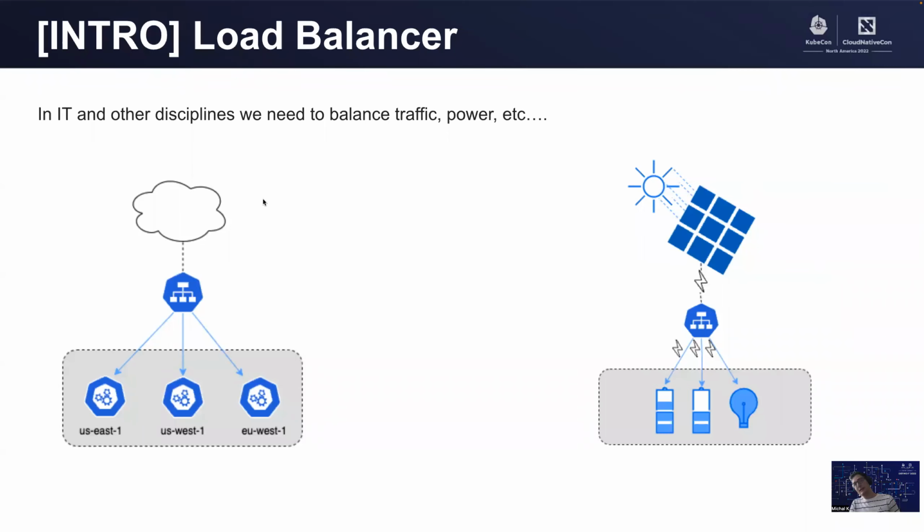In IT and other technical disciplines, we need to balance some variable. For instance, in the world of photovoltaics, you want to route the energy between particular batteries. Maybe you don't want to route the energy. Maybe you want to optimize your cycles on the batteries. On the other hand, in IT, you usually want to route traffic between particular nodes. Under node, you can imagine, for instance, a VM, a pod, it could be a cluster, it could be a region, it could be an application.